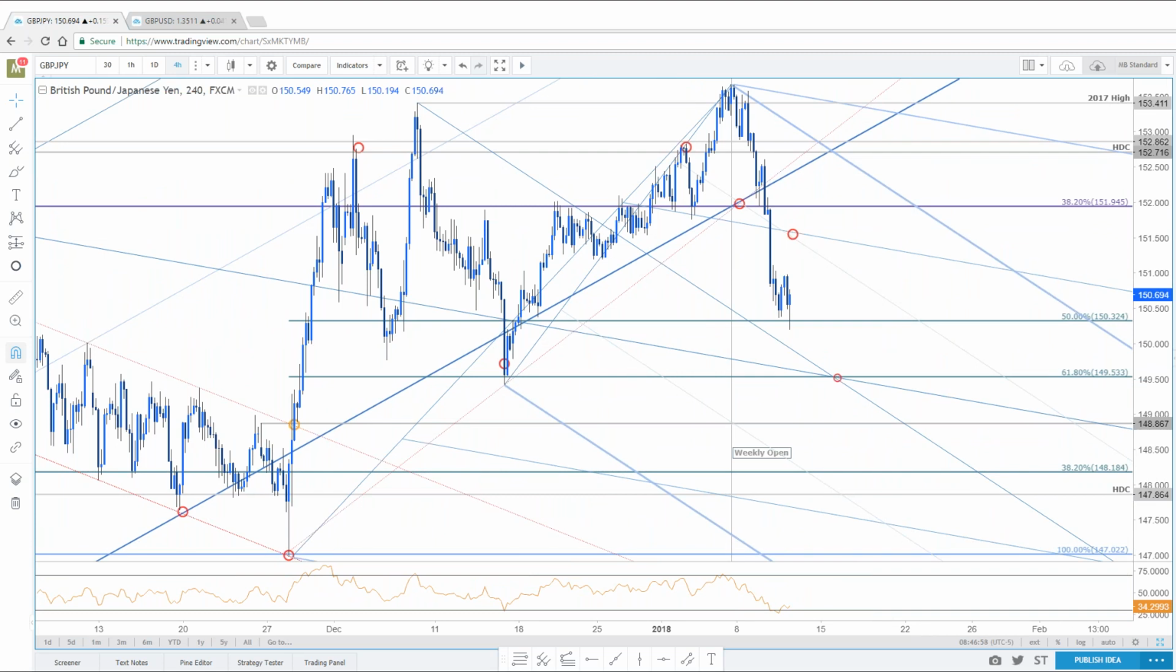Questions on pound yen. Now, obviously, all the yen crosses are of great interest. I see your question there on euro yen. We will get to that in a moment. But any questions here on pound dollar or pound yen?